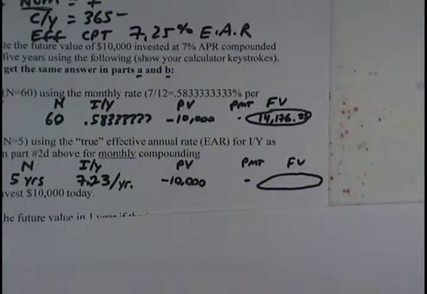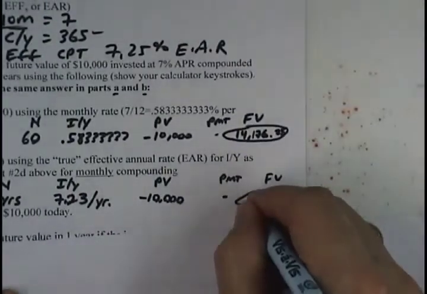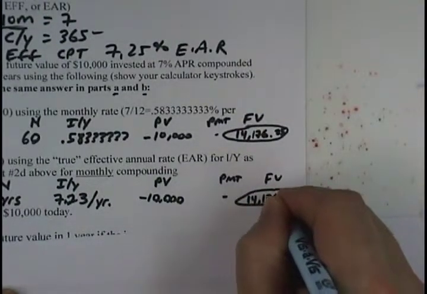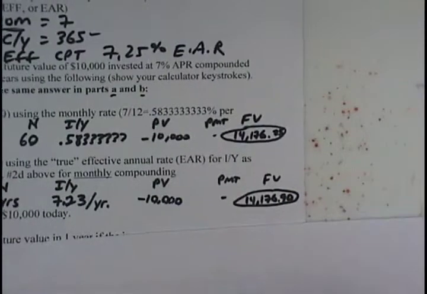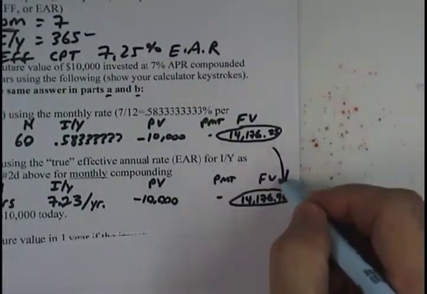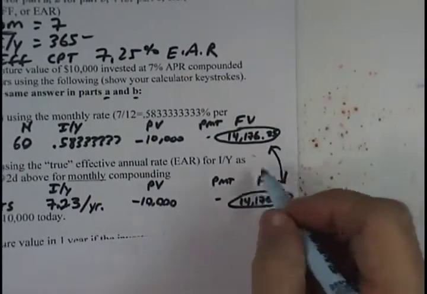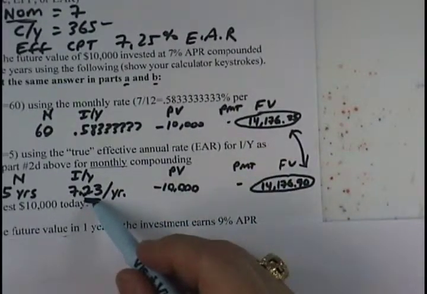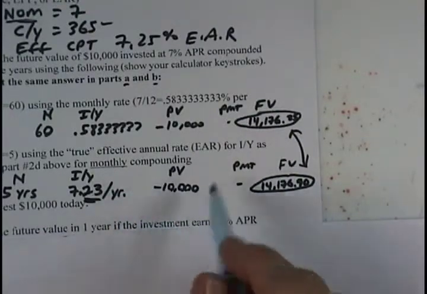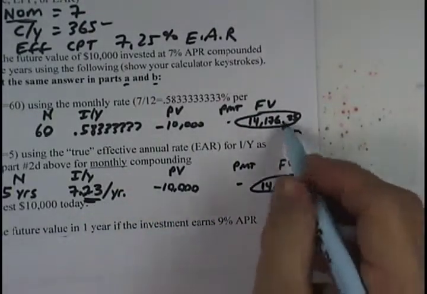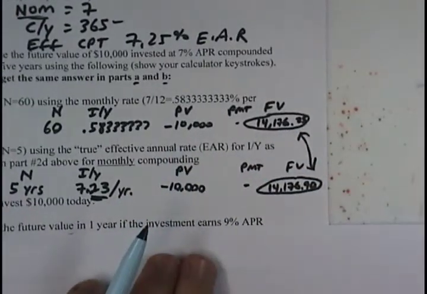So second clear TVM, 5 in, and then 7.23 IY, my 10,000 negative present value, my computed future value is 14,176 and 90 cents. There is a difference of some 65 cents here, but that's rounding because this 7.23% rate was rounded. It had a lot of decimal points I rounded off. So being off by 65 cents on a $10,000 investment is just a rounding error.